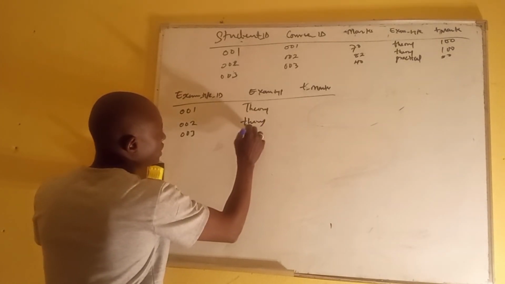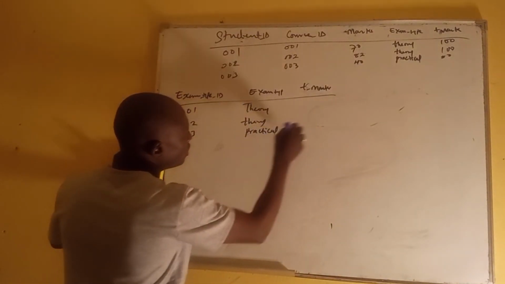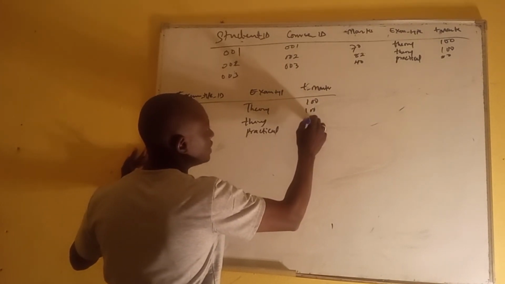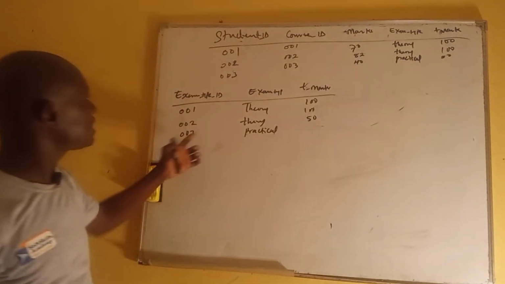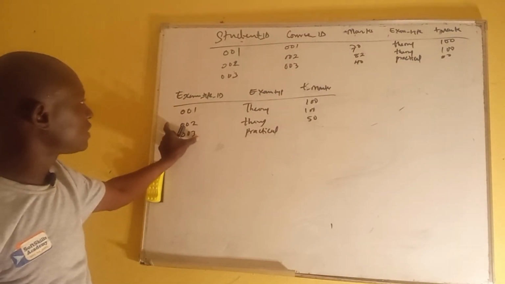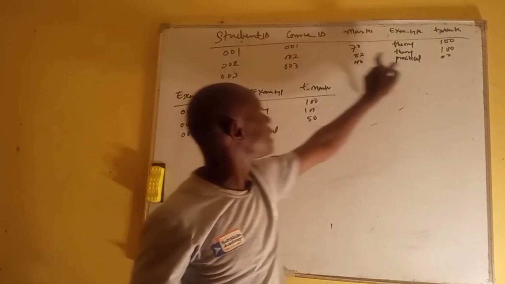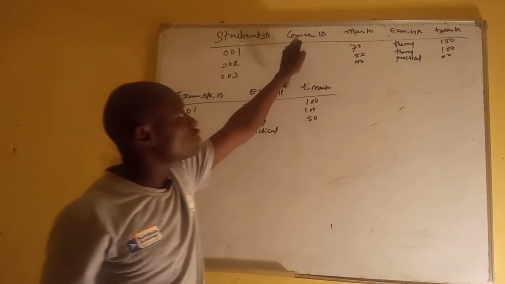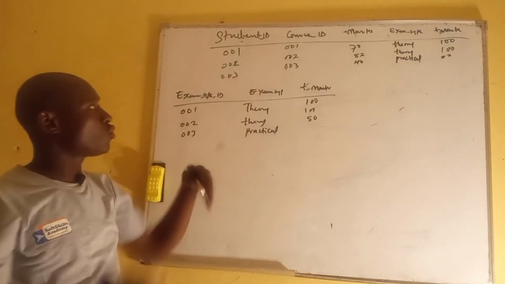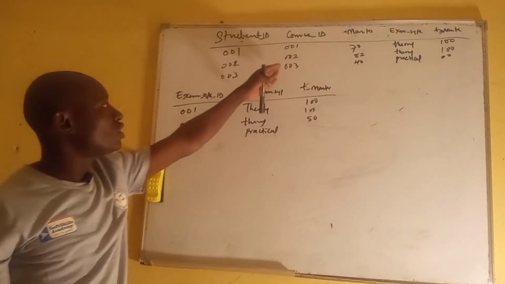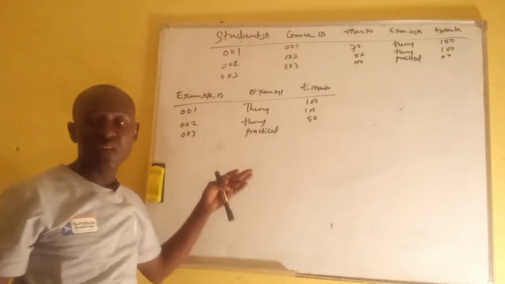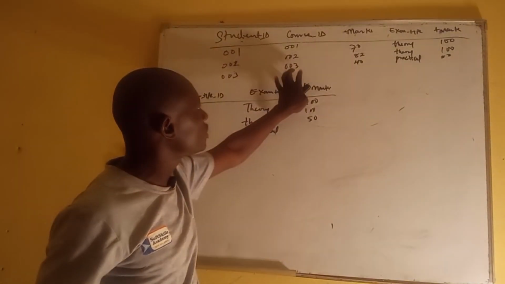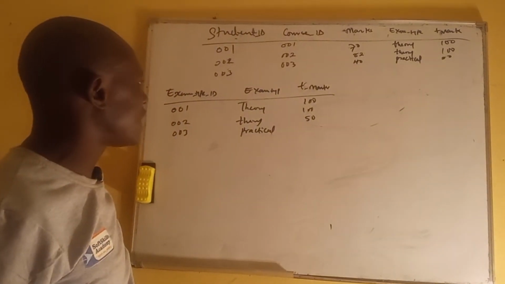Theory is this one is practical. So our total marks is 100, 100, and then 50, right? So the same thing here, we can fix this exam type to also have an exam type ID, just as we have course ID here. Let's assume we have 3 types of courses before the table, right? So here we have been able to solve this. Are we together?